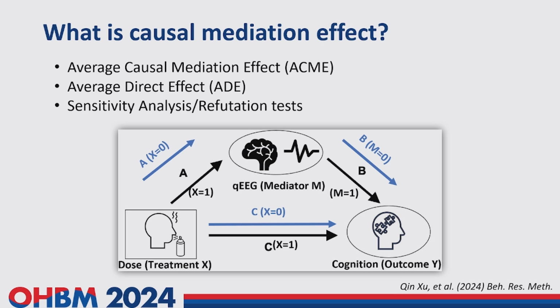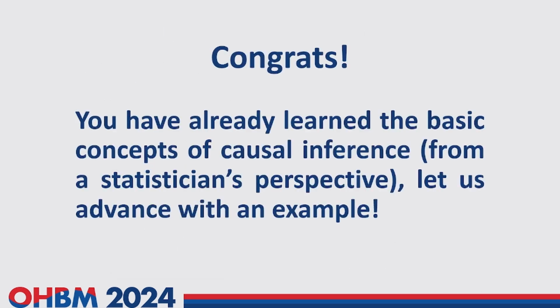So here, to describe the causal mediation effect, we have the average causal mediation effect, which is the average of all these mediation effects. And we have the average direct effect, which is here. It's just like how you estimate a normal causal effect. You also need to do a bunch of sensitivity or refutation tests, like if the assumptions from this pathway are violated, what the results will be. That's okay. So that's everything about the basics and the theoretical part.